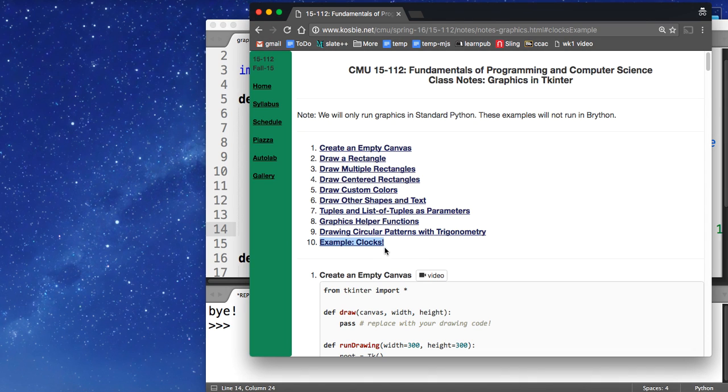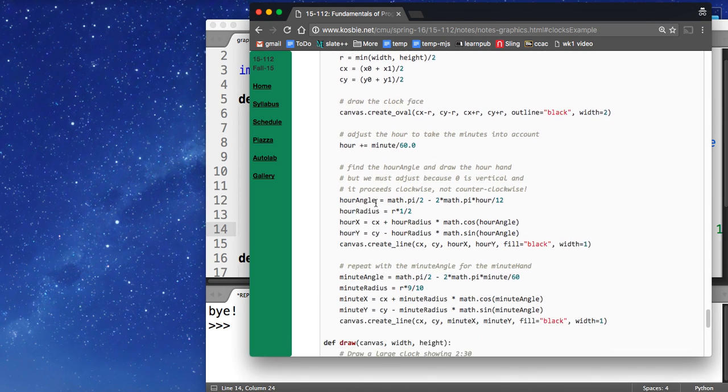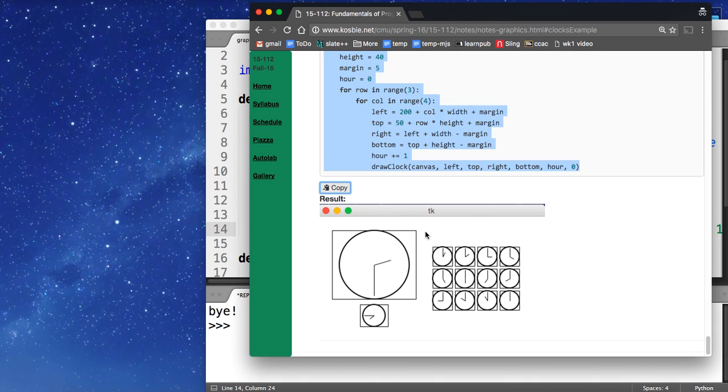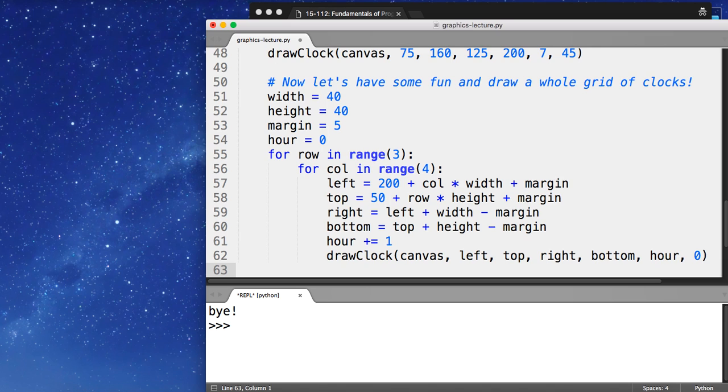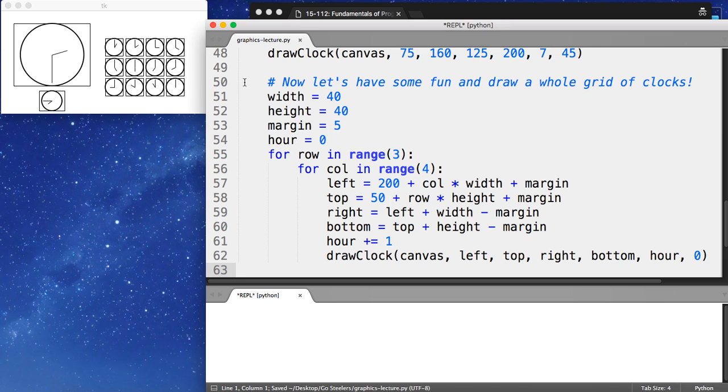Look at one more example. This is called clocks. It's a lot of code. We'll walk through it briefly. First, let's copy it. Go here, paste it, and run it. And we see we get clocks. That's why it's called clocks.